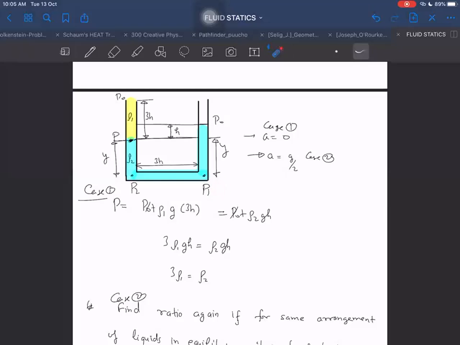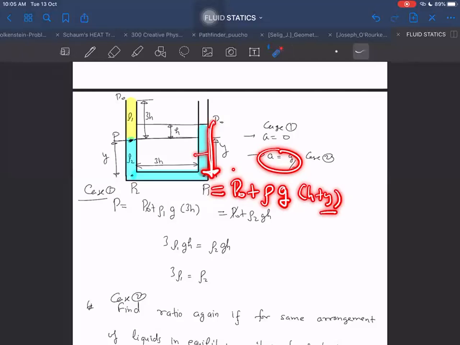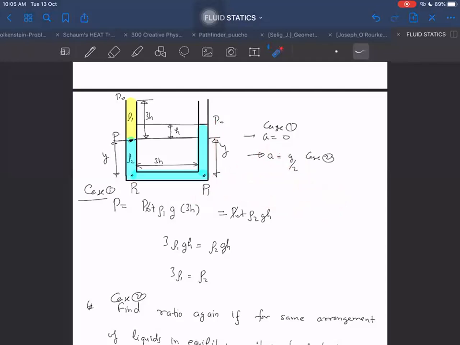P1 I know will be equal to, what will be P1? P0 plus rho into... downside, there is no role of pseudo force because pseudo force is acting in horizontal direction. Downside, it will be just rho into g into h plus y. That is P1 pressure. Correct or not? Yes, sir, h plus y correct, sir. So P0 plus rho 2 into g into h plus y. That is the pressure P1.